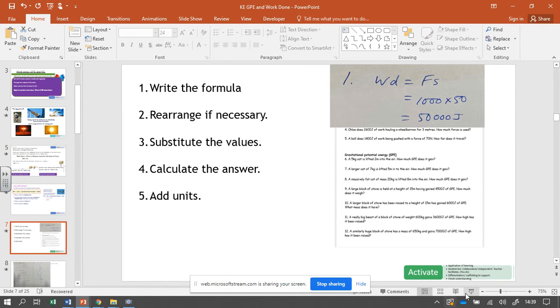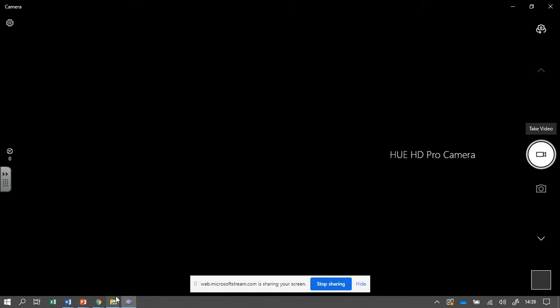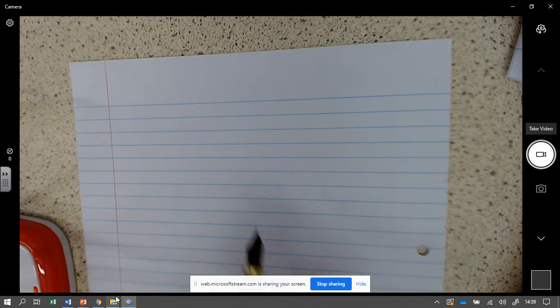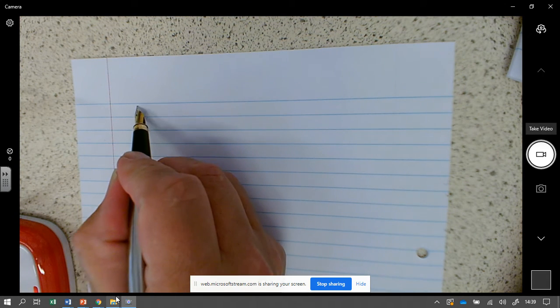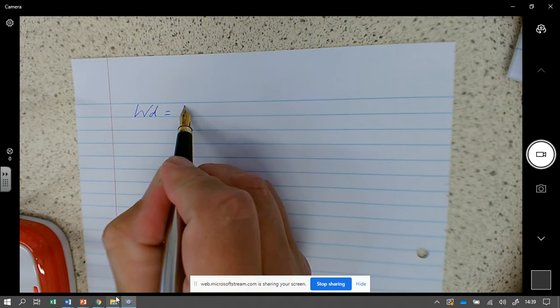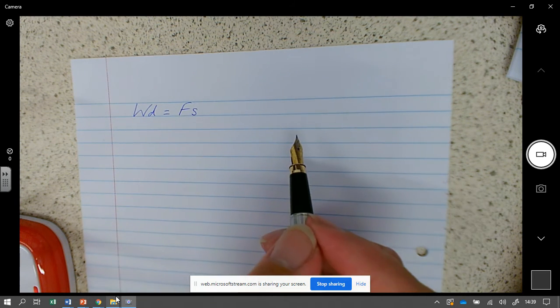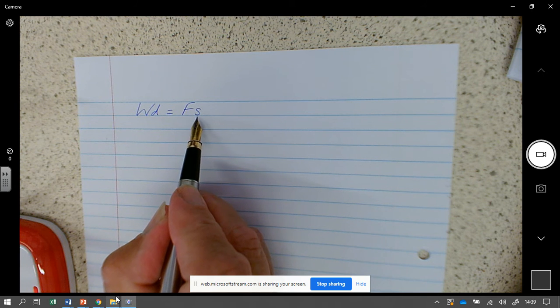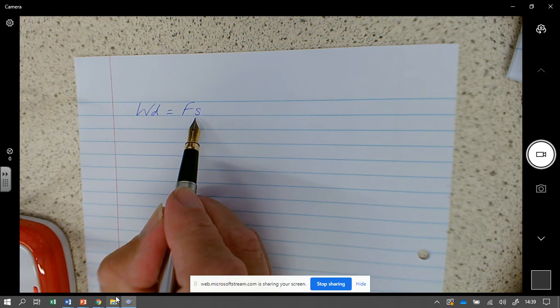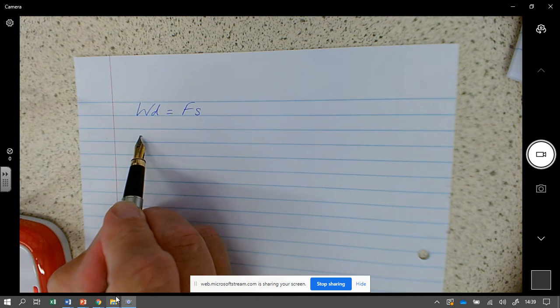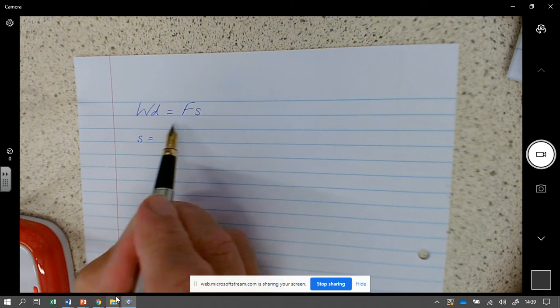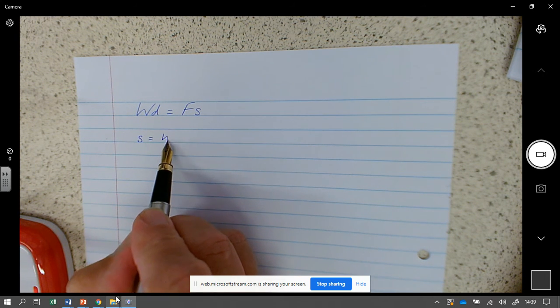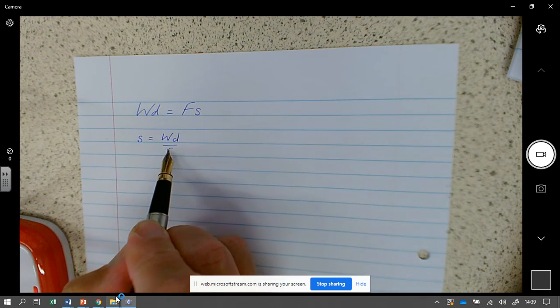rearranging, let's just pop up the camera here. Let's rearrange that first formula. So our first formula is work done is force times distance. Now, if I wanted to find the distance, which is S, remember, and I wanted to make that the subject, here we go. If I make that the subject, then S is equal to work done over force.